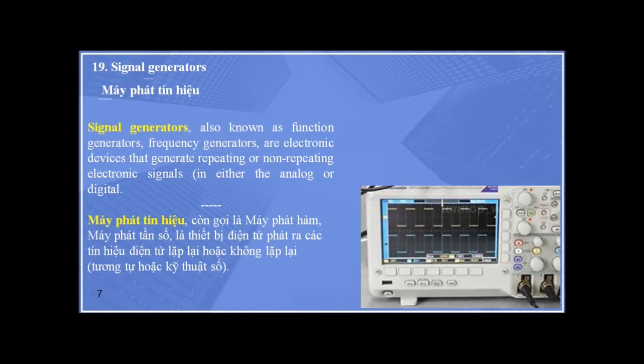19. Signal generator. What is signal generators? Signal generators, also known as function generators, frequency generators, are electronic devices that generate repeating or non-repeating electronic signals, either analog or digital.